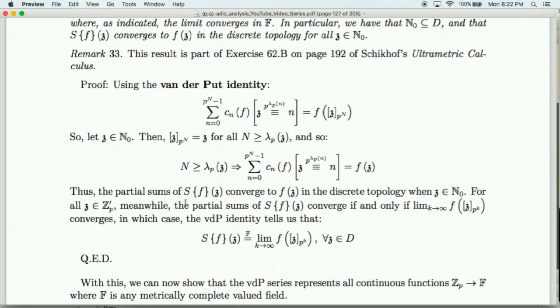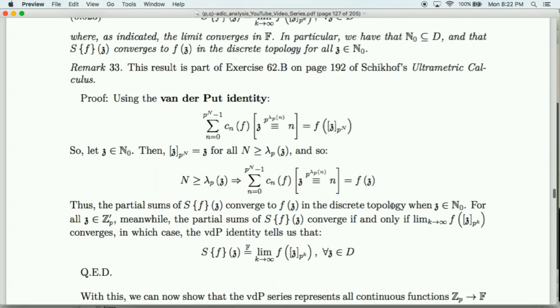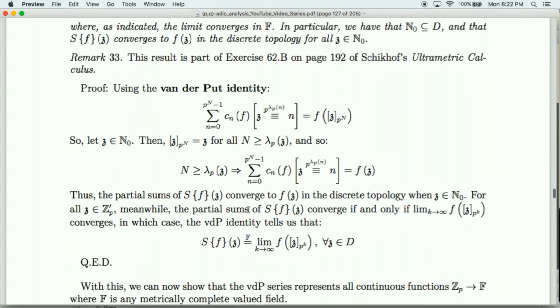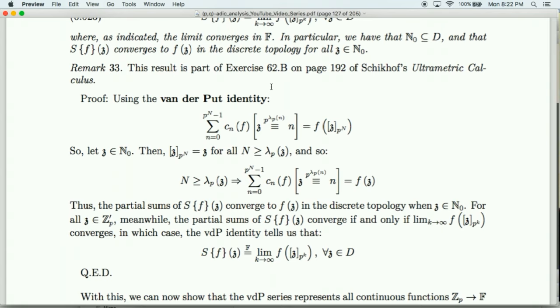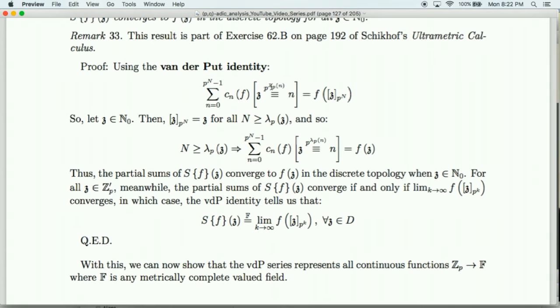And so the partial sums S f of z converge to f in the discrete topology when z is a non-negative integer. For all z in Z_p, meanwhile, the partial sums of S f of z by the Vanderput identity converge to a limit if and only if this rising limit converges, in which case we get what we want.